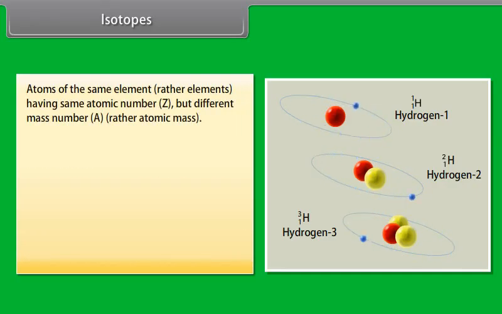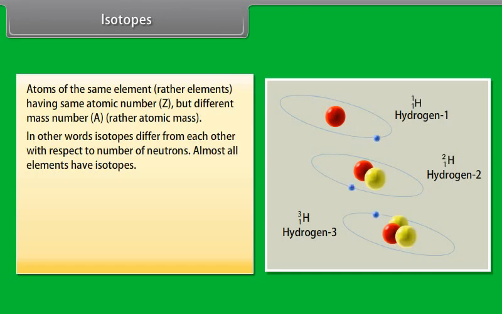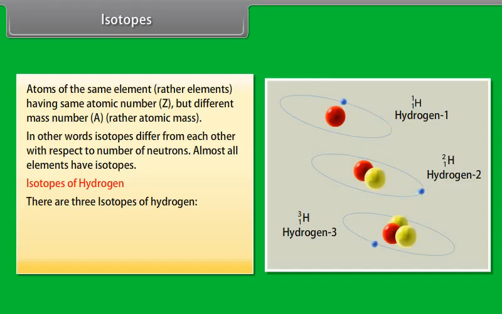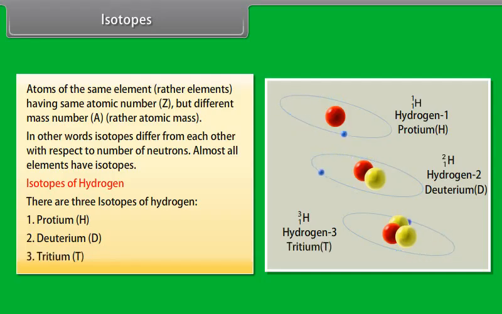Isotopes are atoms of elements having the same atomic number Z but different mass number A, that is, atomic mass. In other words, isotopes differ from each other with respect to number of neutrons. Almost all elements have isotopes. Isotopes of hydrogen. There are 3 isotopes of hydrogen. 1. Protium. 2. Deuterium. 3. Tritium.